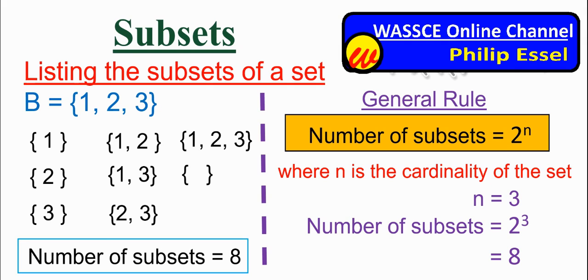As you can see, without listing all the subsets of the set B, we've been able to use the general rule above to tell how many subsets the set B has. And please, I'll need you to keep this general rule. It is very important.